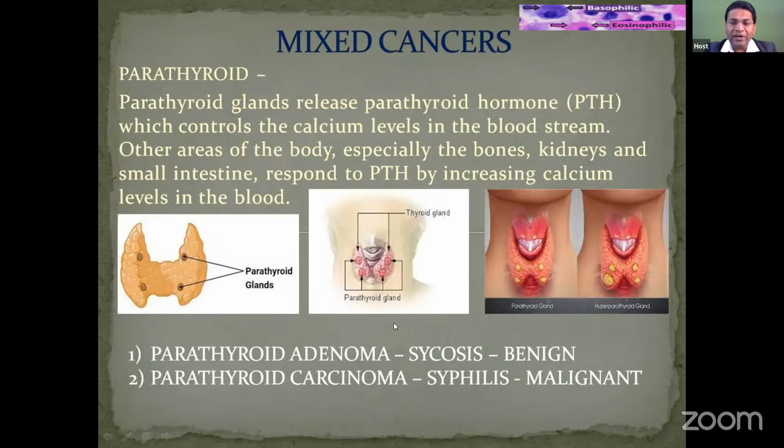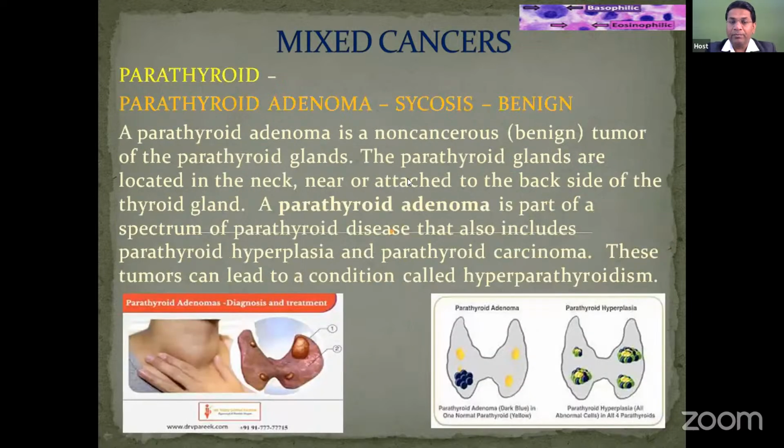So parathyroid gland gives rise to two types of growths: parathyroid adenoma and parathyroid carcinoma. So parathyroid adenoma is benign, and carcinoma is malignant. So parathyroid adenoma, we will see first, benign tumor. A parathyroid adenoma is a non-cancerous benign tumor of parathyroid gland. The parathyroid glands are located in the neck near or attached to the back side of the thyroid gland. A parathyroid adenoma is a part of the spectrum of parathyroid disease that also includes parathyroid hyperplasia.